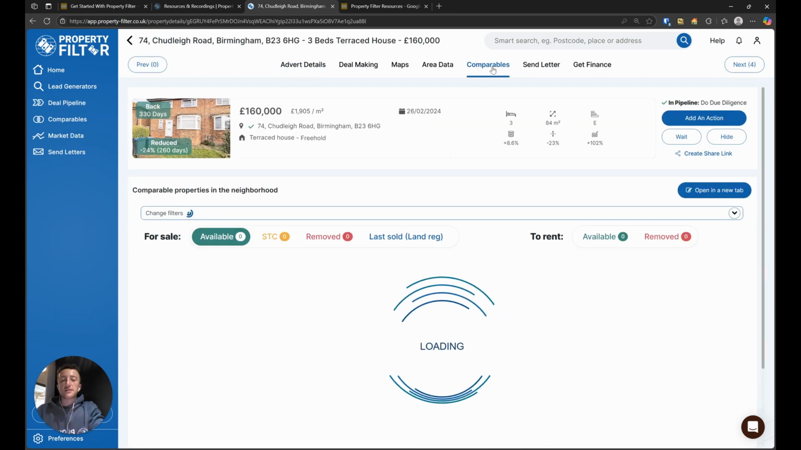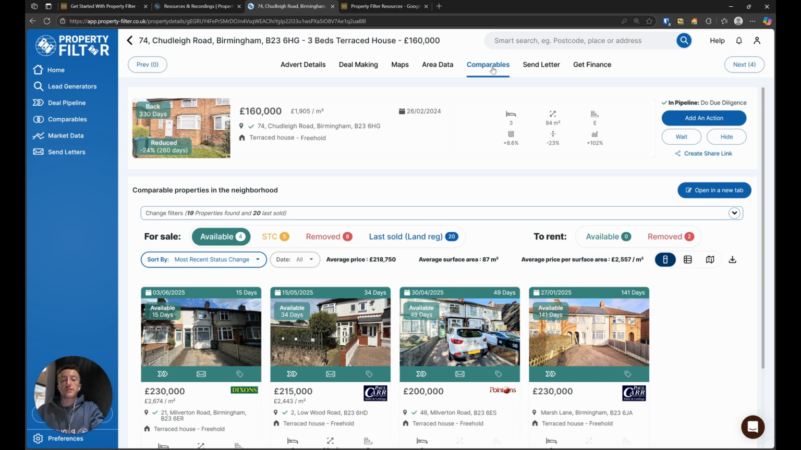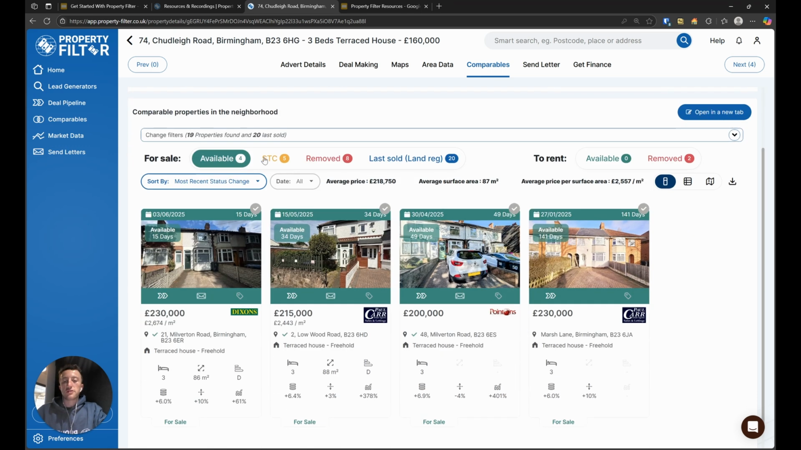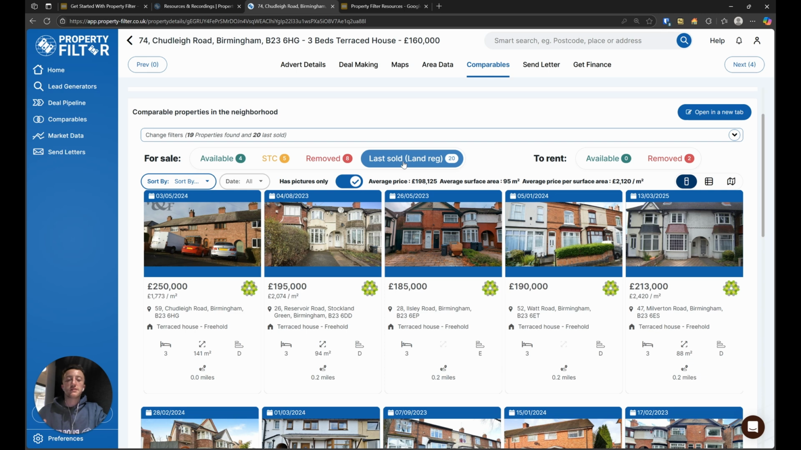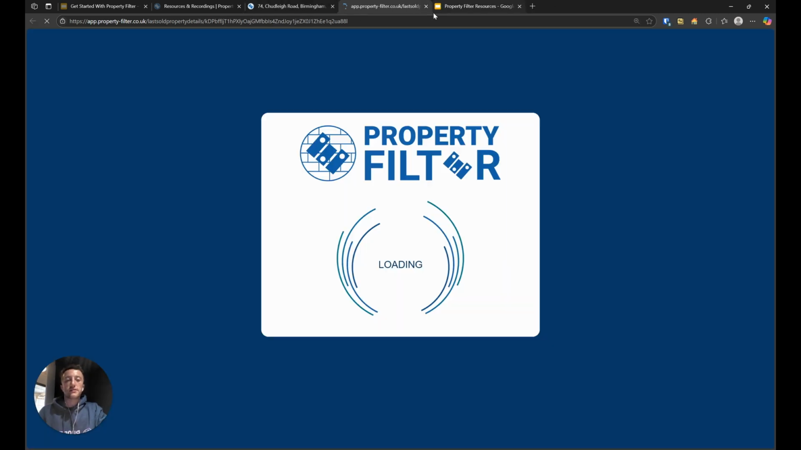So let's say, for example, in this instance we're doing a BRR. It would be very helpful for us to know what the end value of that property could be once we've completed the work. So in the comparable section, yes, we can see the properties that are also available, STC, removed, that meet the same criteria. But most importantly, it's the last sold data. So this information is taken from Land Registry, and we can see here 20 sales that have completed. But not only that, we can also see the condition the property was in when that sale completed.